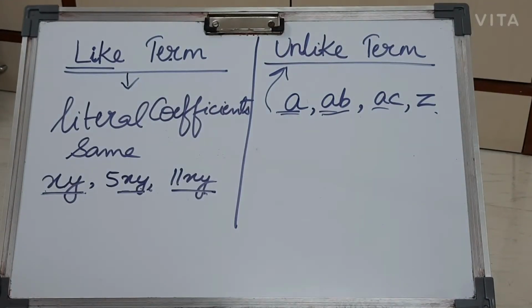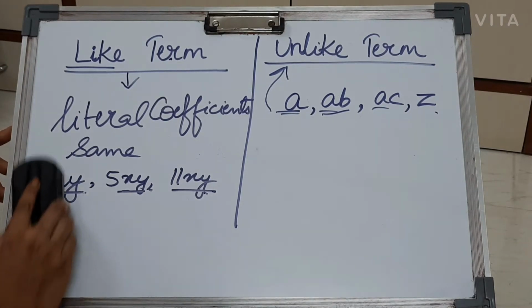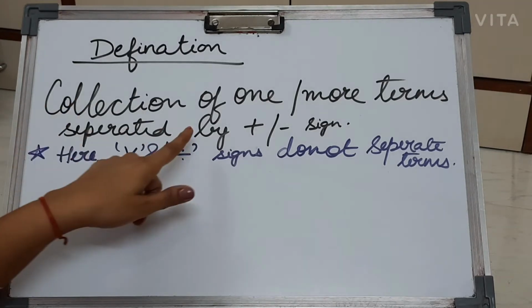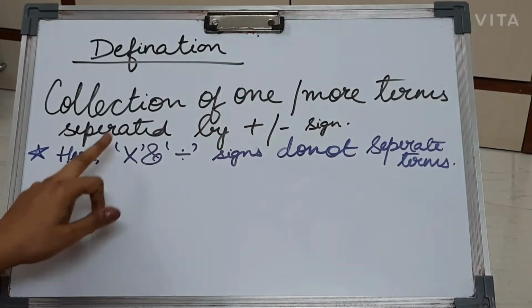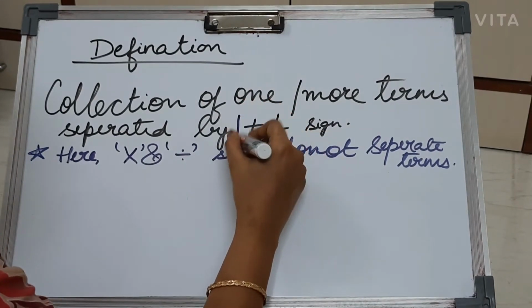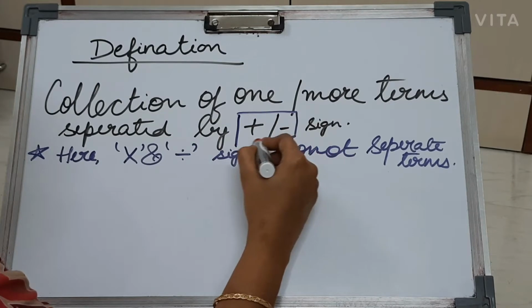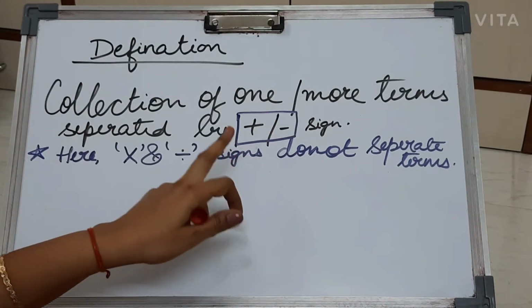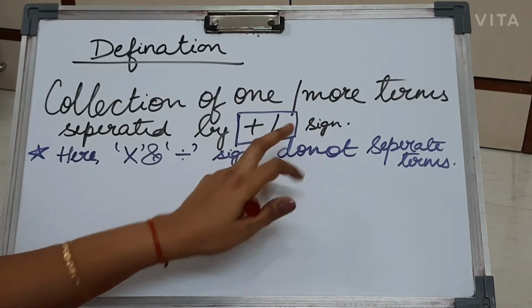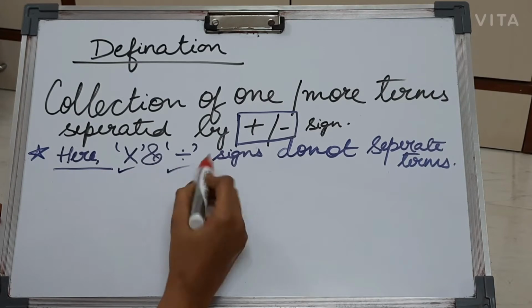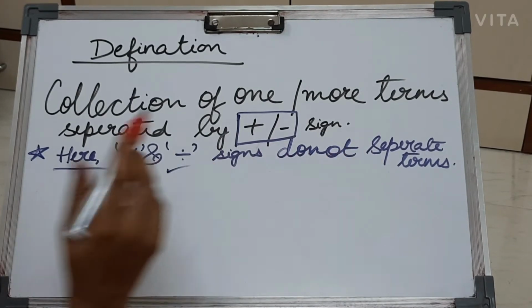Now coming towards the next part, the main part, the definition of algebraic expression. This is very important. It is a collection of one or more terms separated by plus or minus sign. We have to keep in mind that whenever we count the number of terms in the equation, we only take into account the plus and minus signs which separate the terms. The most important thing is that multiplication and division signs will not be taken into account.